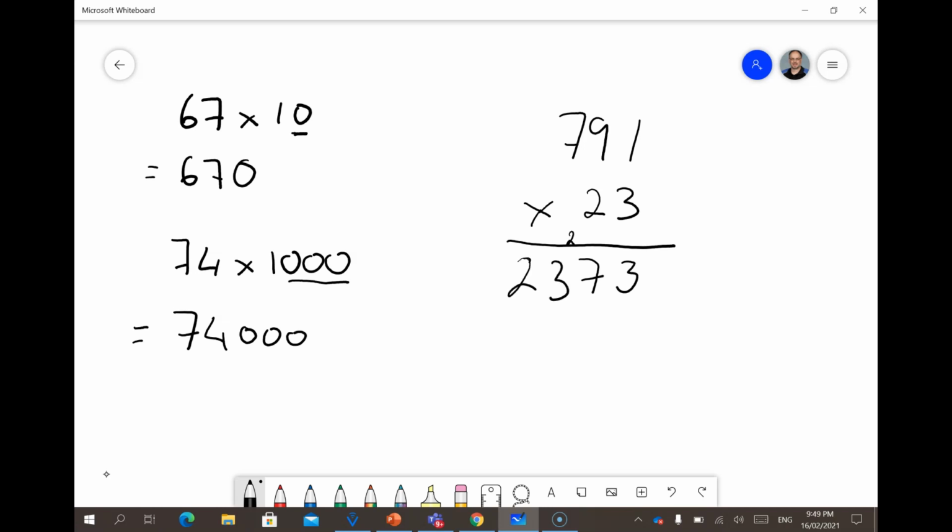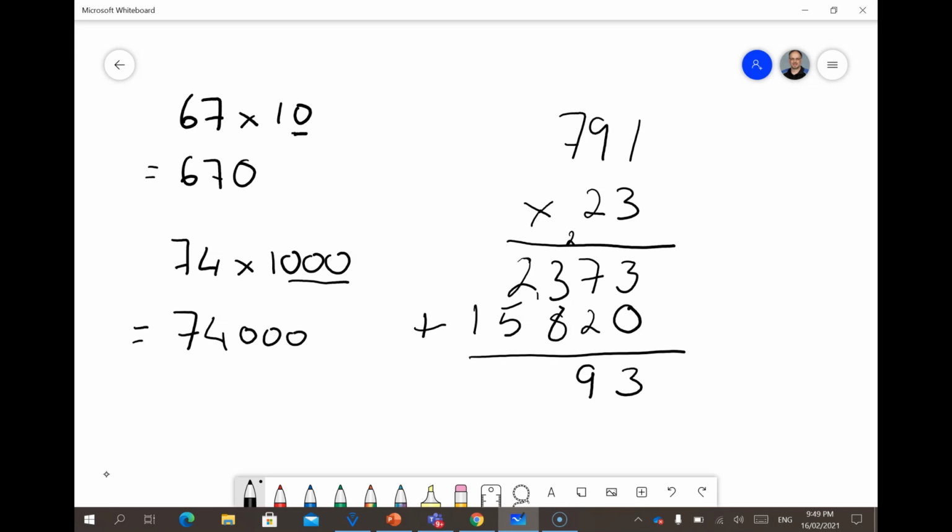23. Okay, we're now going to start multiplying by the 10, so we start with a 0, and now we go through each of the numbers. So 2 times 1 is 2, 2 times 9 is 18, and 2 times 7 is 14, picking up that 1 makes 15.